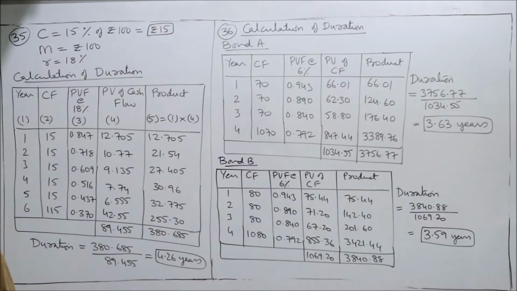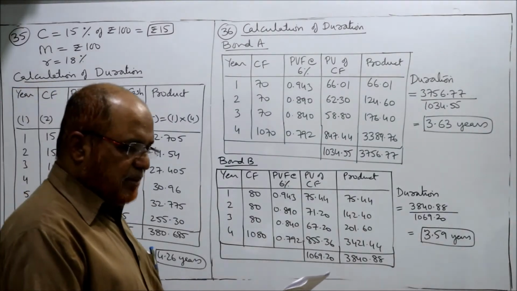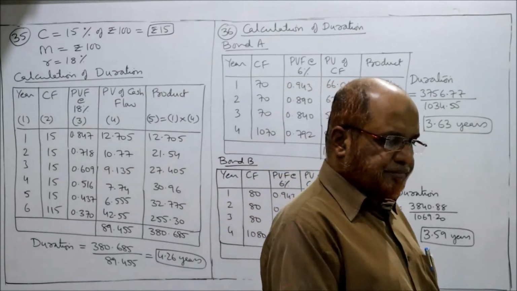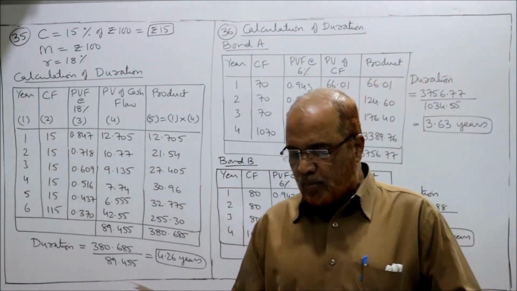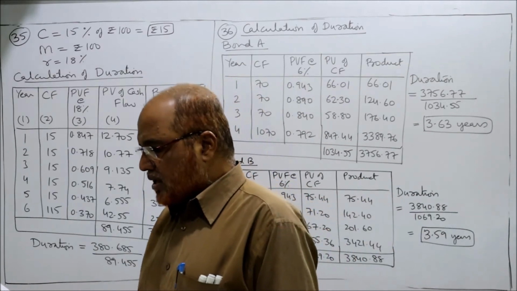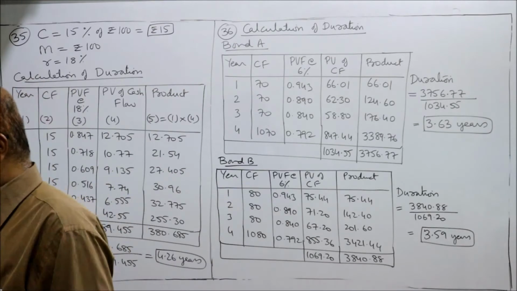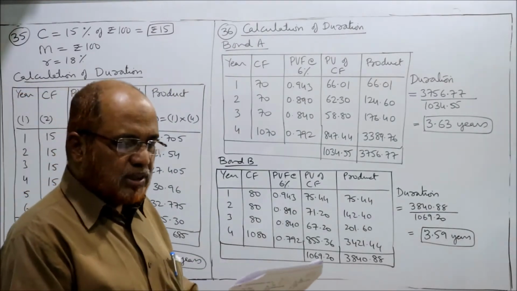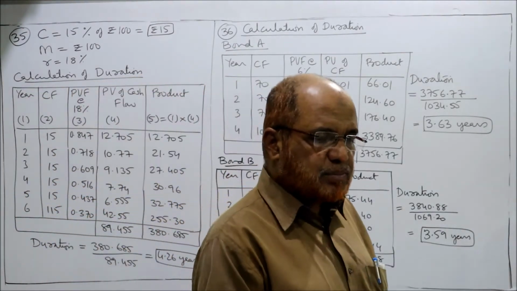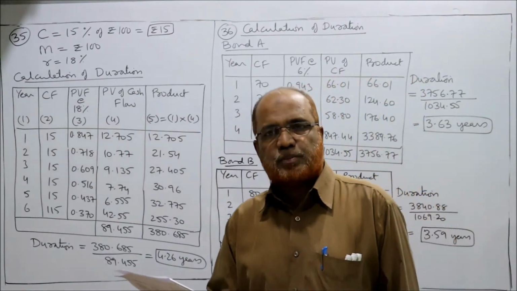So you can take a pause and copy down the solution of the 35th problem. Now we'll start the 36th problem. Problem number 36. Calculate the duration of bonds A and B with 7% and 8% coupons, having maturity period of 4 years. For both bonds, maturity period is 4 years. The coupon interest will be 7% for bond A, 8% for bond B. The face value is rupees 1000. Both bonds are currently yielding 6%. Required rate of return is 6%.